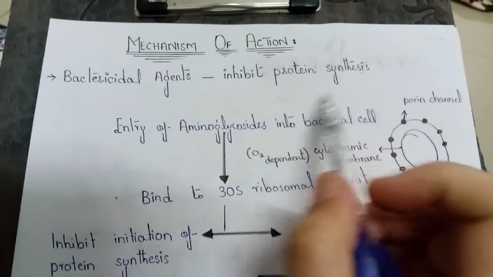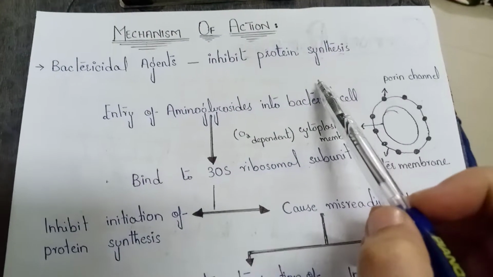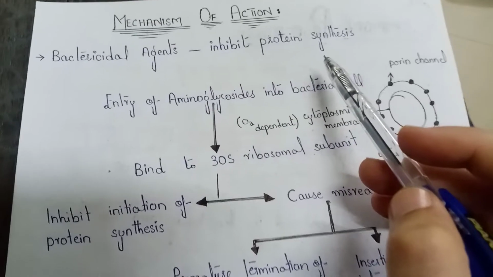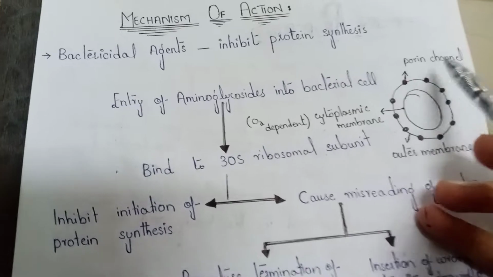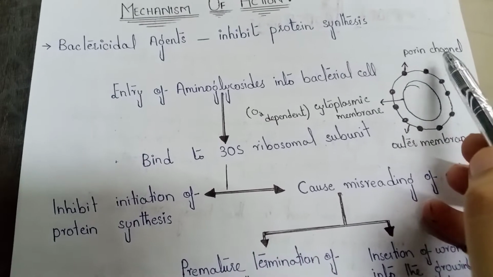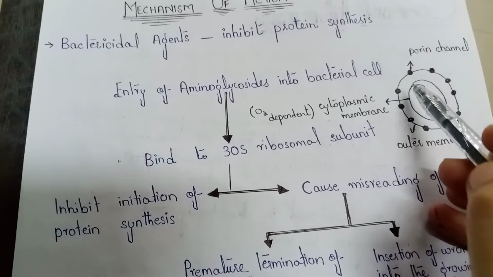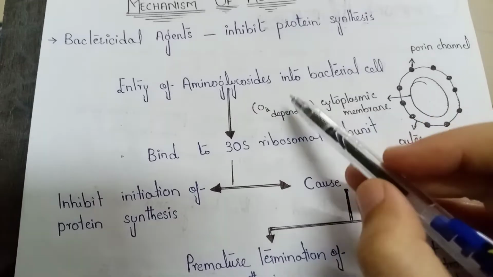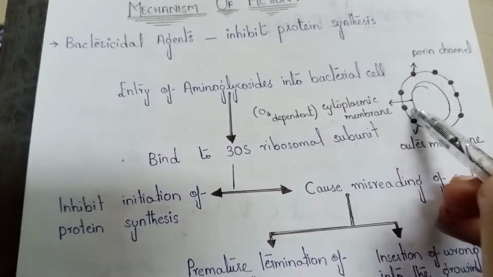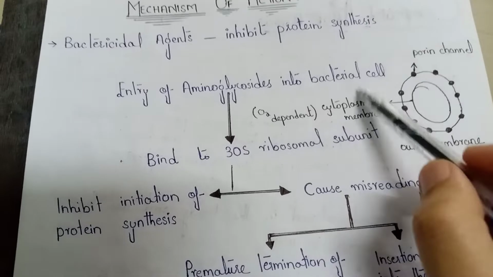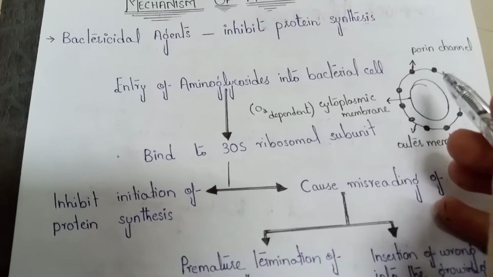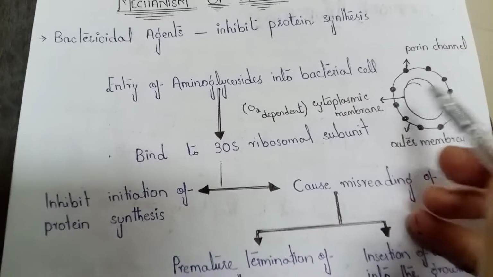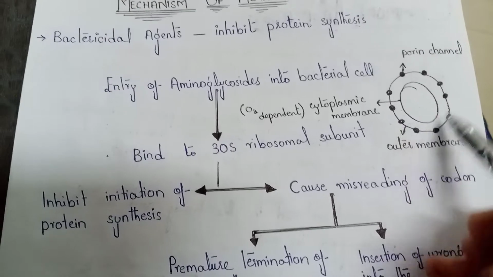So here you can see they are basically bactericidal agents, meaning they kill the bacteria, and they are protein synthesis inhibitors, meaning they kill the bacteria by inhibiting protein synthesis. For their transport they first enter through porin channels, and for entry into the cytoplasmic membrane they require oxygen, so they are oxygen dependent. Therefore they are bactericidal for aerobic bacteria, right? Why? Because they need oxygen.